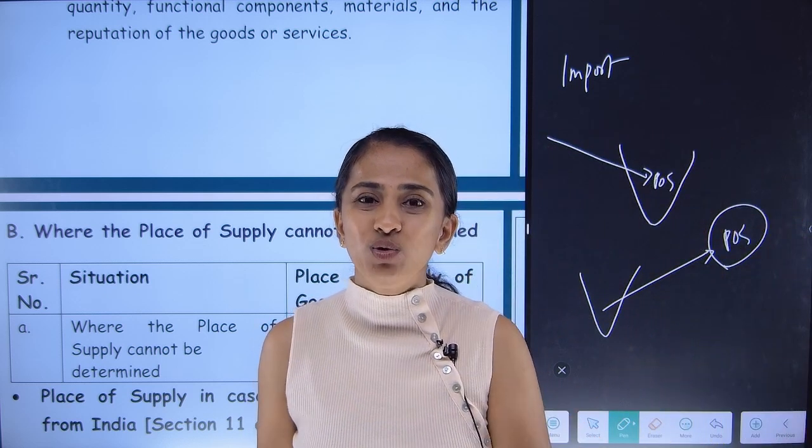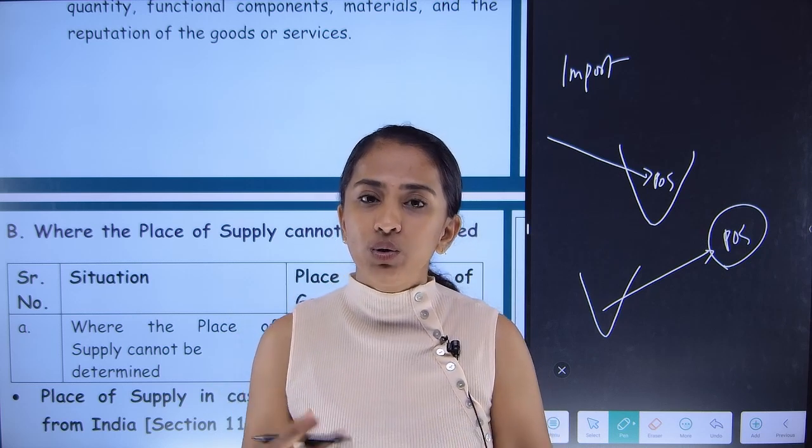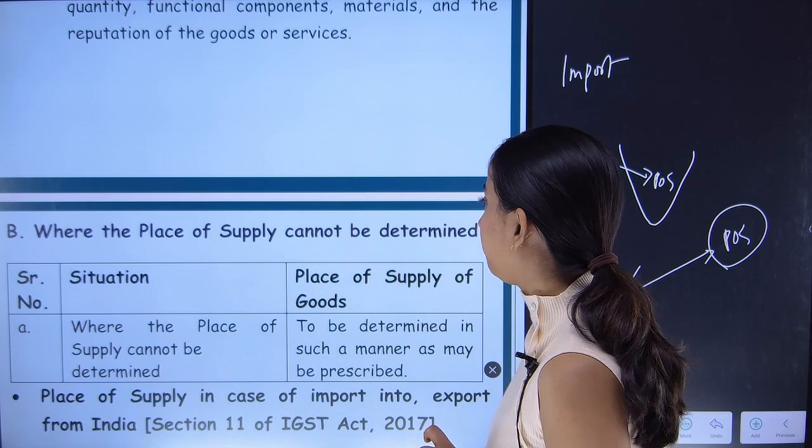In simple terms, understand, who receives the goods? GST is a destination based tax, consumption based tax. Who receives the goods? That will be the place of supply.